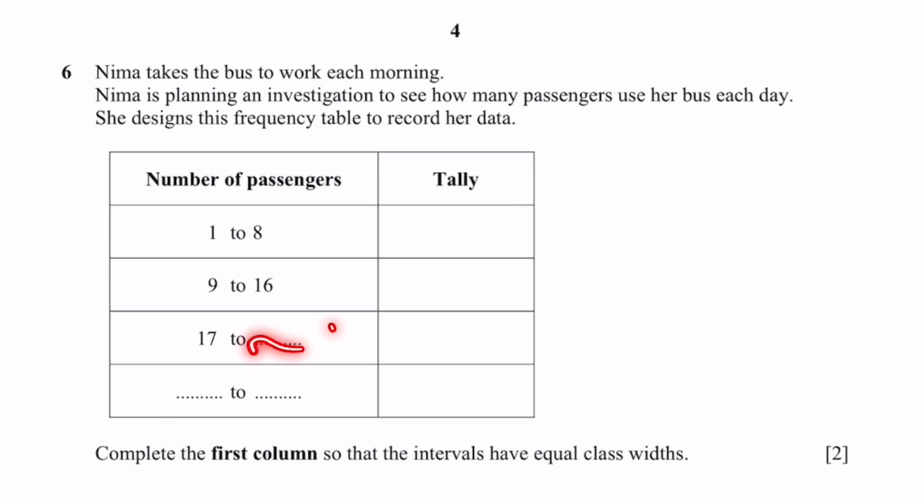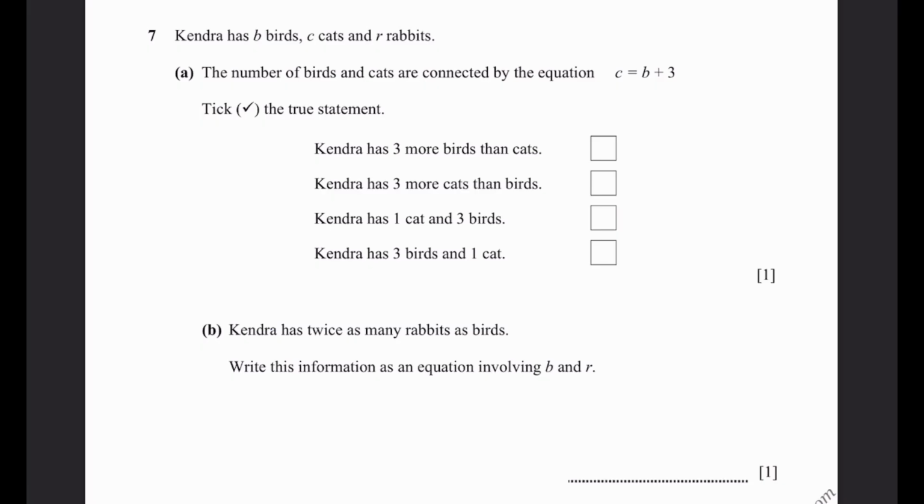That means dash minus 17 is equal to 7. 24. That means we need a 24 here. And then over here when you see 1 to 8 and then 9 to 16, the ending number plus 1 is the starting number for the next one. So this number plus 1 is equal to this number. That's 25. And then we see that something minus 25 is equal to 7. And that means this is 32. That's the answer.